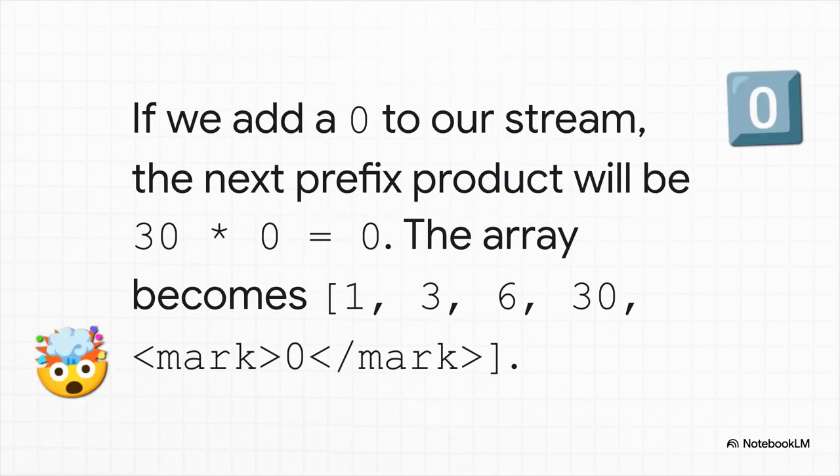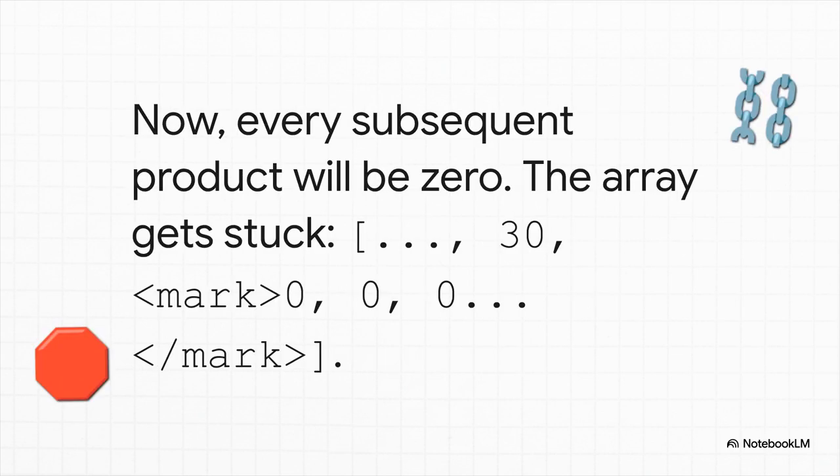Let's trace it out. Our prefix product array is 1, 3, 6, 30. The next number to come in is a 0. So we follow our rule. We take the last product, 30, we multiply it by 0, and we get 0. So we append that, and our array becomes 1, 3, 6, 30, 0. And you can probably see the disaster that's about to happen.